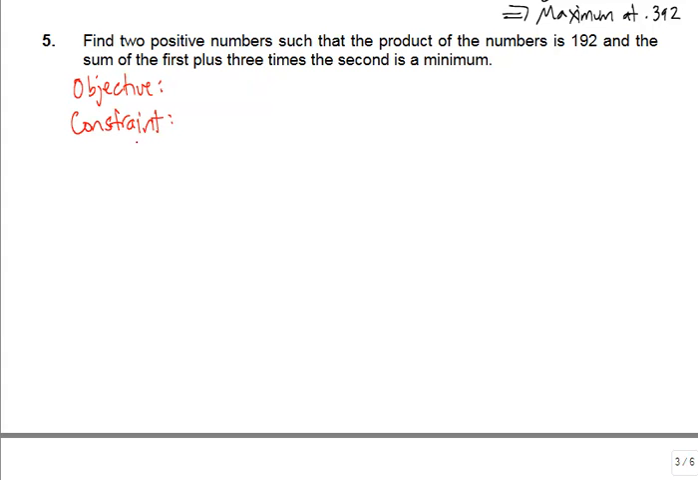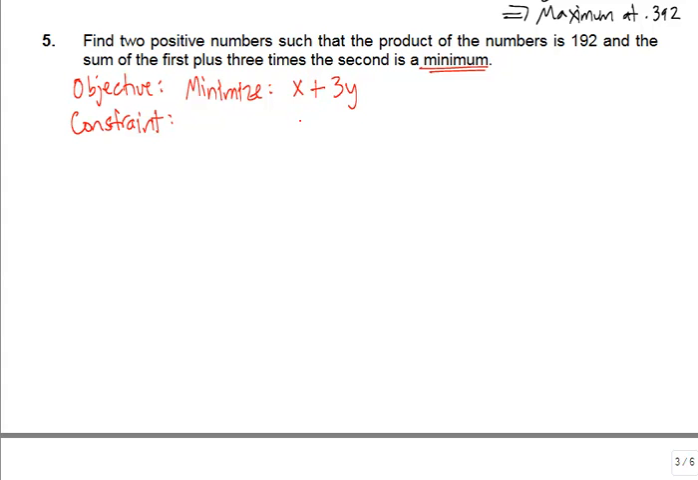So what do we want to do? We want a minimum, and we want the minimum of the sum of the first plus 3 times the second. We want to minimize that quantity. So it's not really an area or a volume or something like that. It's just an expression. We want to minimize the sum of the first plus 3 times the second. So if I call the first x, then I want to add x plus 3 times the second, so 3 times y. So it's that quantity that we're trying to minimize.